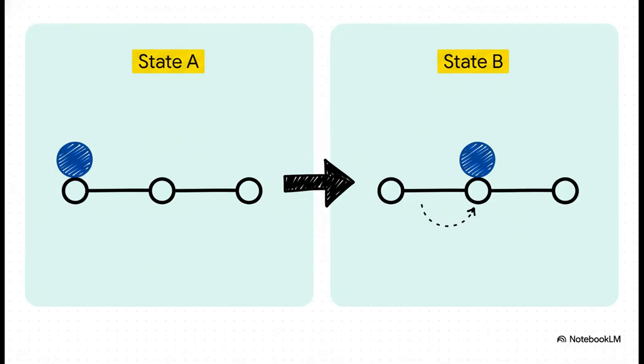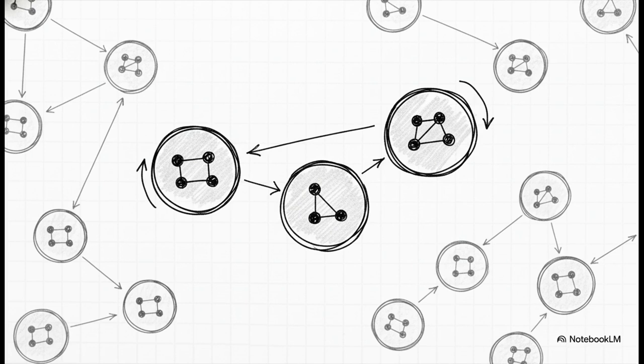So, have a look here. On the left, we're in state A. Then one little particle makes one valid jump, and boom, over on the right, we're now in state B. Did you see that? A single microscopic event, one particle hopping one spot over, just changed the entire macroscopic state of the system. Now here comes the mind-bending part, and it's really important to get this.